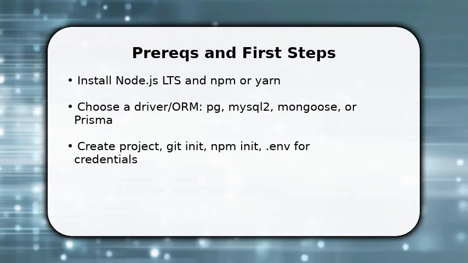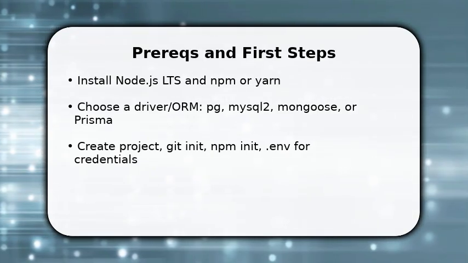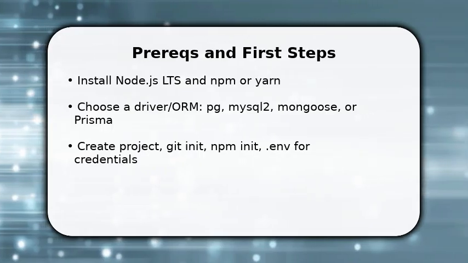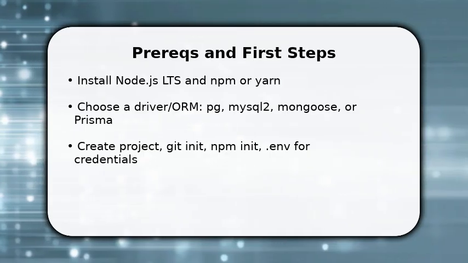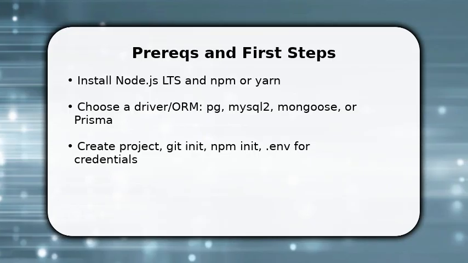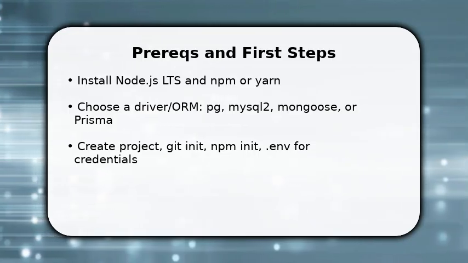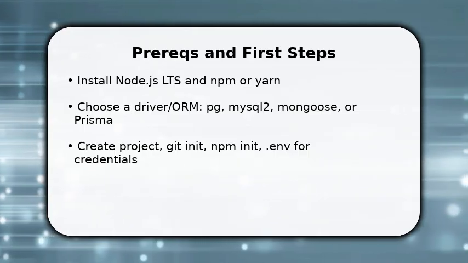Enjoy the video. You start by confirming prerequisites: Node.js installed and a running database instance. Create a project folder, run npm init, and install your chosen driver or ORM: PG, MySQL2, Mongoose, or Prisma. Once done, add a .env file to store DB host, DB user, DB pass, and DB name. Keep it out of source control.